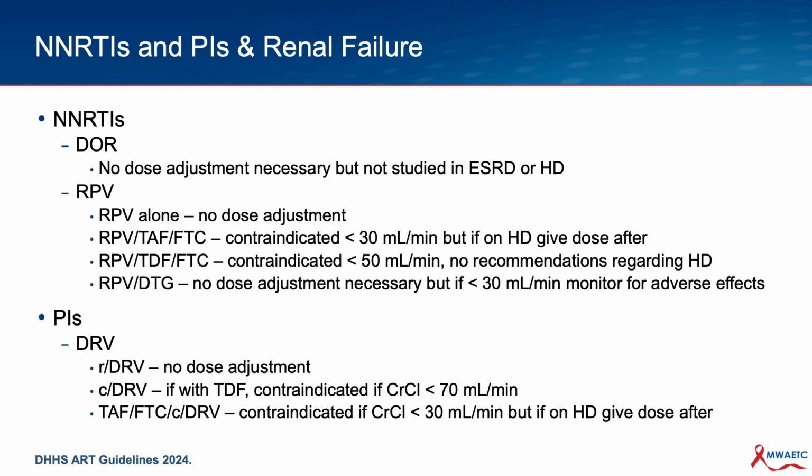And then lastly, with the PIs, ritonavir-darunavir requires no dose adjustment. Cobi-darunavir, it says that if it's being paired with TDF, that it's contraindicated if your creatinine clearance is less than 70. And so I think that's a really high creatinine clearance. I was joking yesterday that usually the lab will say creatinine clearance less than 60, and I haven't seen anyone ever report creatinine clearance less than 70. But technically, the combo of TDF and Cobi should not be used with a creatinine clearance less than 70.